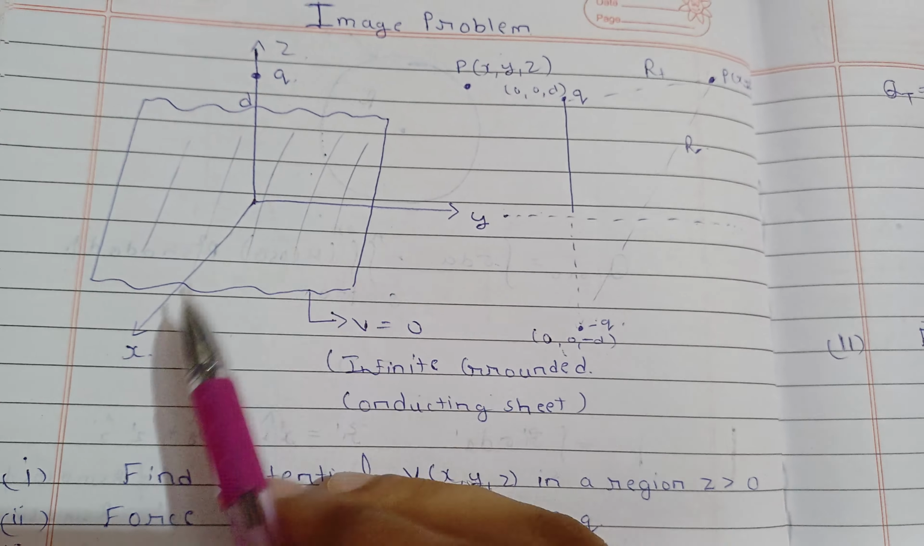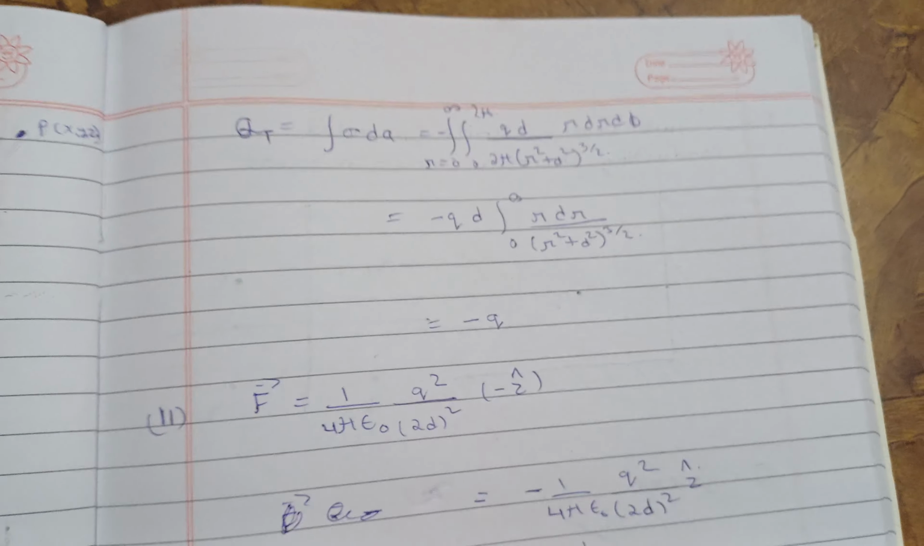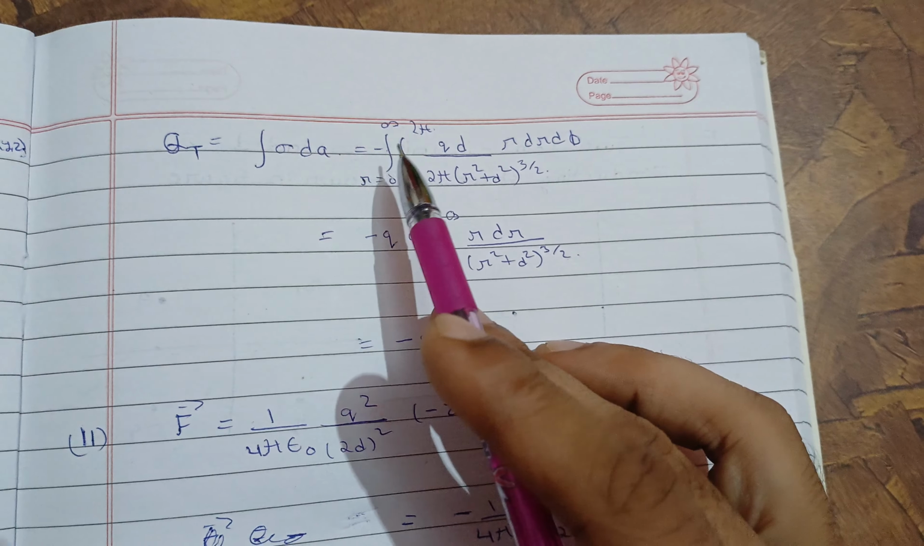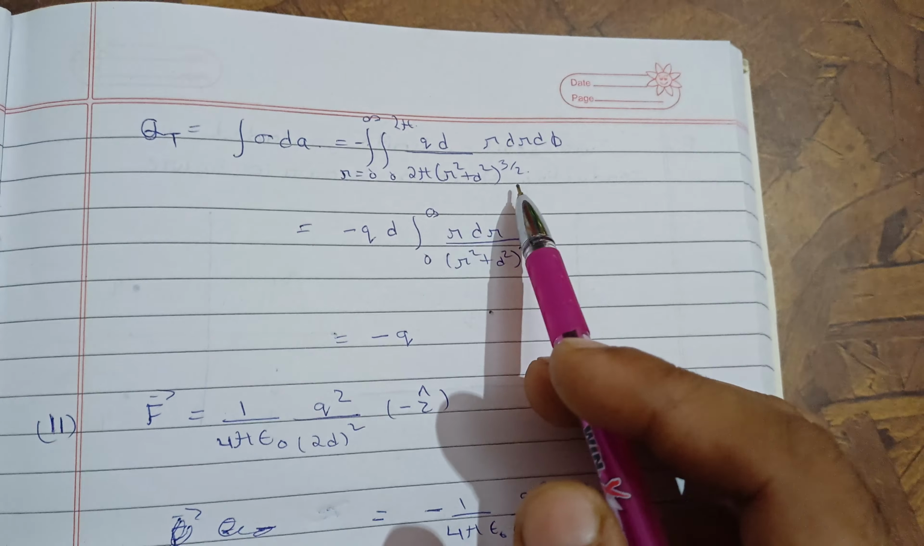So total charge will be sigma dA, and the area element will be this. These are your limits, 0 to infinity, 0 to 2 pi. So now integrate this. This d phi will give you 2 pi, so 2 pi will cancel out. Now, how to integrate? Just put r square plus d square as t square and use the substitution method, and that will give you 2r dr equal to 2t dt. So r dr will equal t dt, and it will be t cube only. That's how you can solve, and in the last substitute the value of t, you will get minus q. So total charge will be minus q.